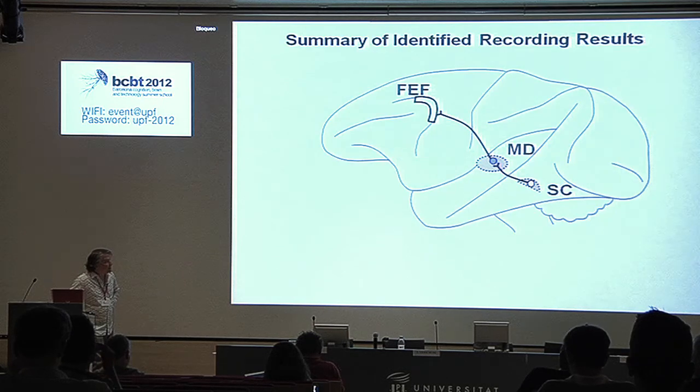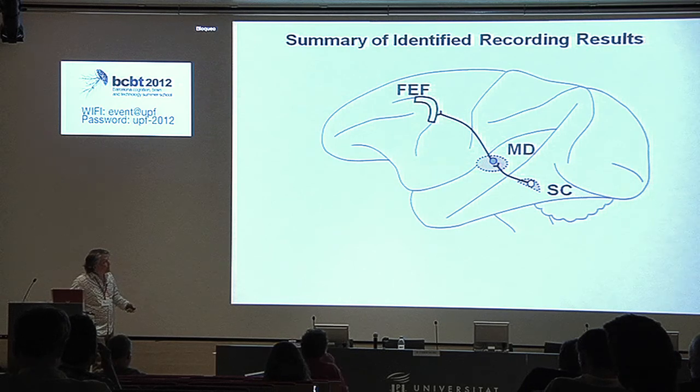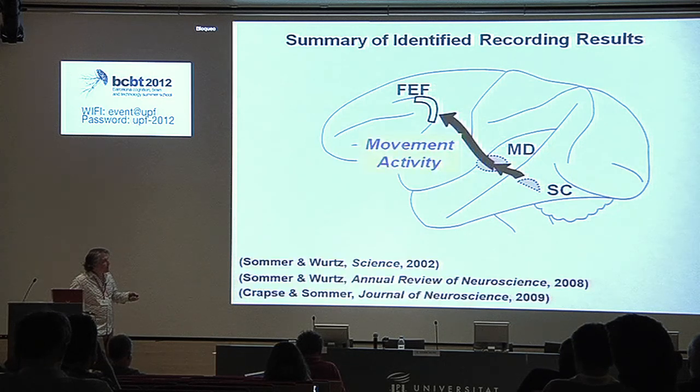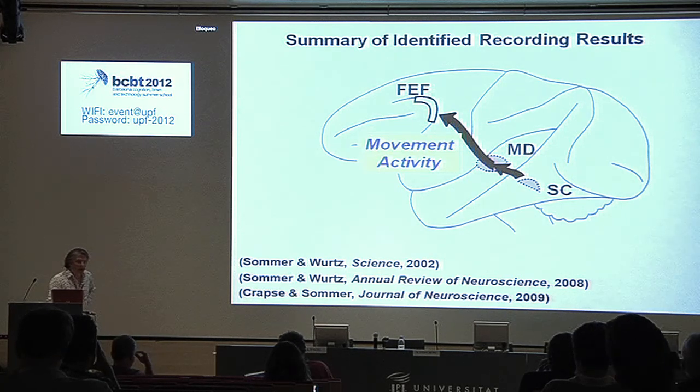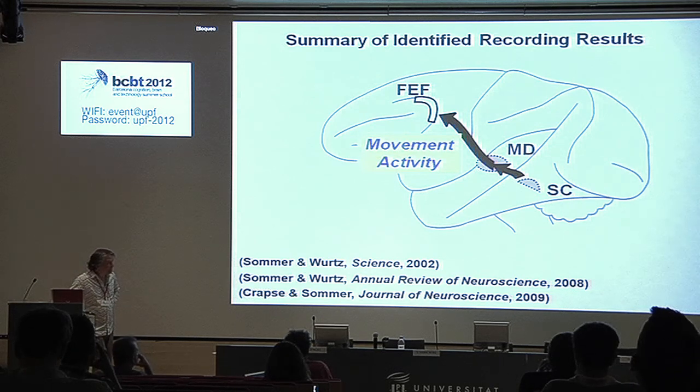To summarize the activity sent through the pathway: we knew ahead of time that this pathway existed. We identified neurons at all 3 levels of the pathway using antidromic and orthodromic stimulation. The fundamental result was that there is, in fact, movement activity being sent up through this pathway. It's very prominent movement activity that has all the right characteristics for a corollary discharge signal. And this was published in a series of papers.